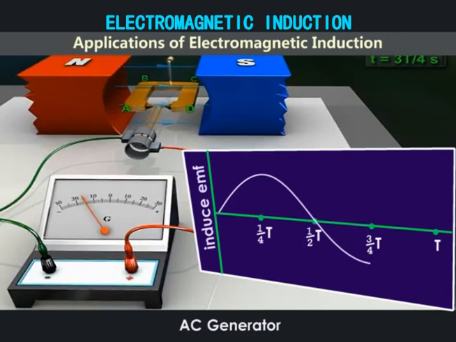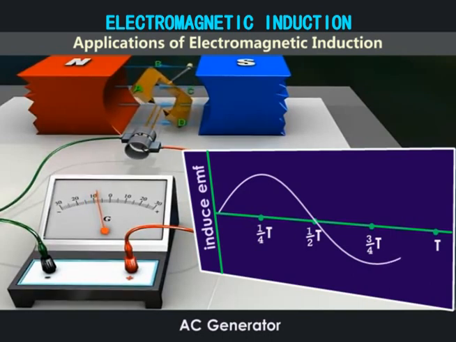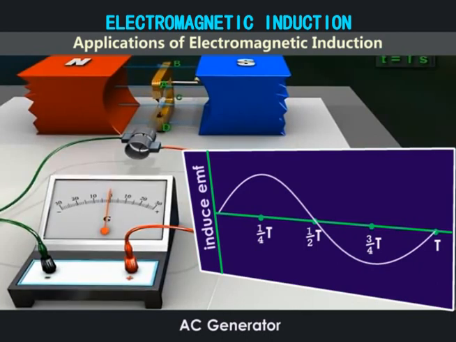At time 3/4 t seconds, the induced EMF attains its maximum negative value. During the fourth quarter rotation, the induced EMF decreases and becomes 0 momentarily at time t seconds as the armature is vertical once again. So the magnitude of the induced EMF is sinusoidal.